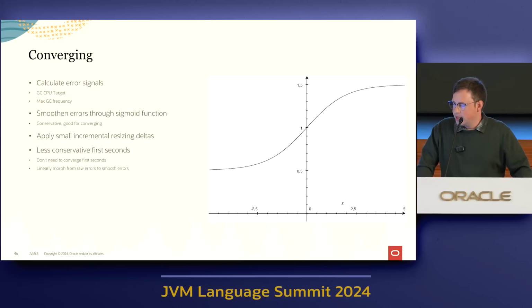And we feed these error signals through a sigmoid function, which smoothens things out so we don't get extreme increments or decrements. You get some reasonably small increments and decrements. And in the beginning, the first couple of seconds, we're a little bit less conservative. This is really good at converging at a particular target heap size. But in the beginning, we don't really think we're going to converge anyway. So we perform a bit more aggressive increments.